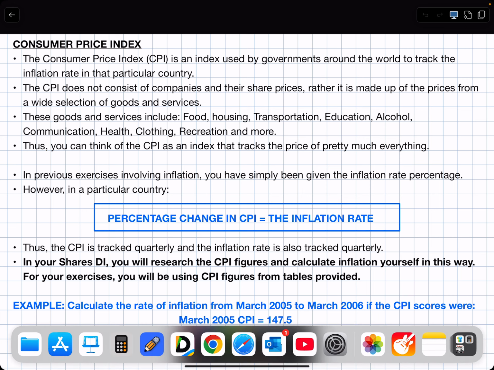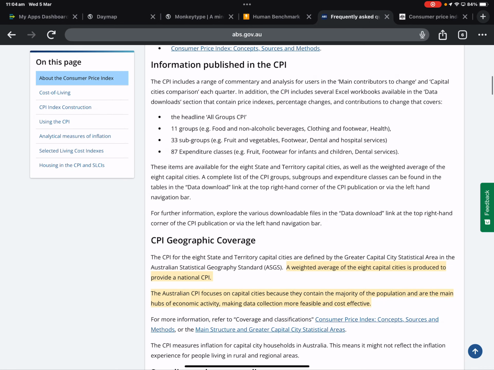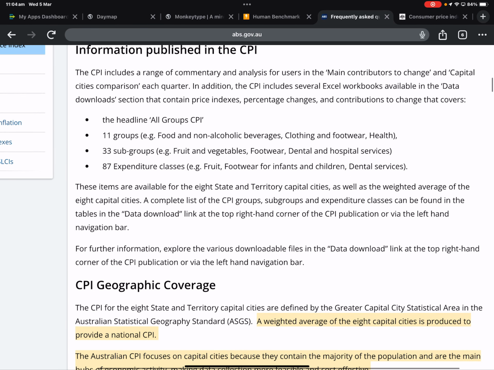So I'm not making this up. I Googled it. This is the Australian Bureau of Statistics. What does it say? The CPI in Australia is made up of the prices of food, non-alcoholic beverages, clothing, footwear, health. It's also made up of fruit and veggies, footwear, dental, hospital services. Is this covering everything? It's like stuff that everyone interacts with. So the CPI is tracking the cost of stuff.